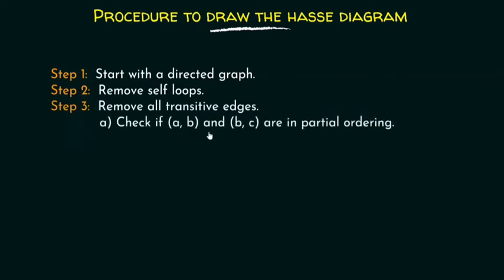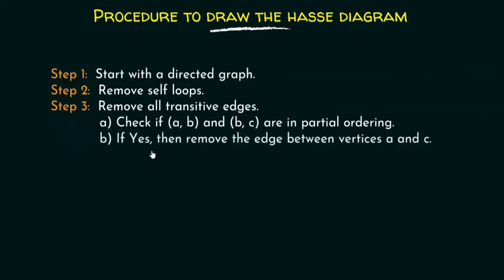Check if A, B and B, C are in partial ordering. We must check if A, B and B, C are in partial ordering. If it is the case, then remove the edge between vertices A and C. We know that A is related to B and B is related to C, right? So there must be an edge between A and C because that would be a transitive edge. We must remove that edge, okay?